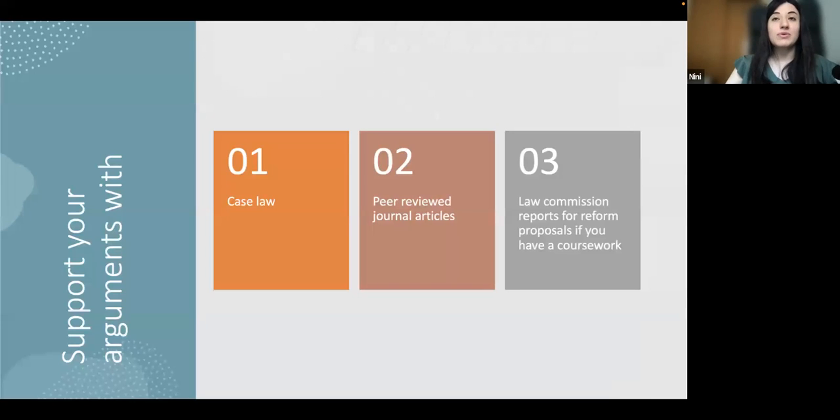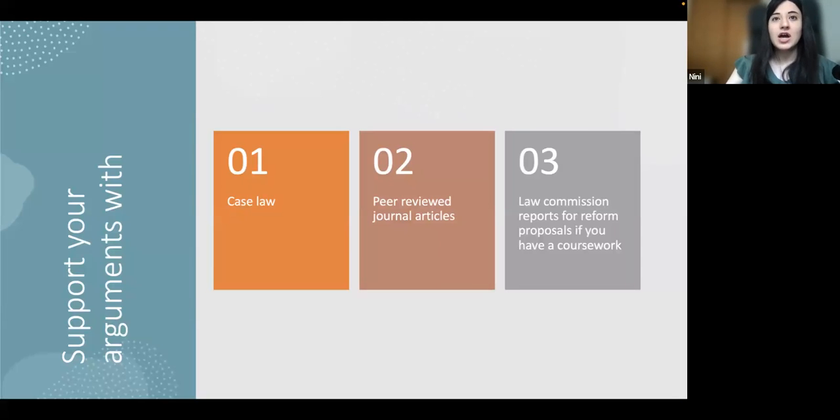Support your arguments with case law, peer-reviewed journal articles, and law commission reports for reform proposals. But the reform proposals should not be necessary for timed exams. So if you have, for example, just 1 hour to write an answer, most likely they do not expect you to write this much detail.